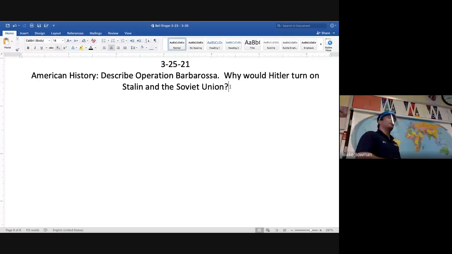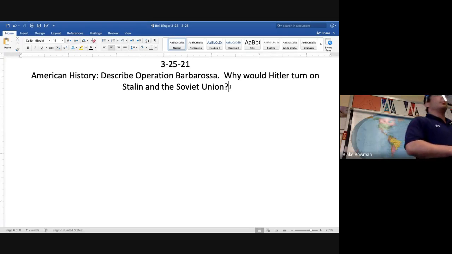Where did Hitler aim his interest towards? What city did he want to take over? Again, this all happened in 1942. So the Germans were really, really far into the Soviet Union, and they were almost taking over all of these major industrial cities. But the Soviets didn't give up, okay? So they stopped at Moscow.